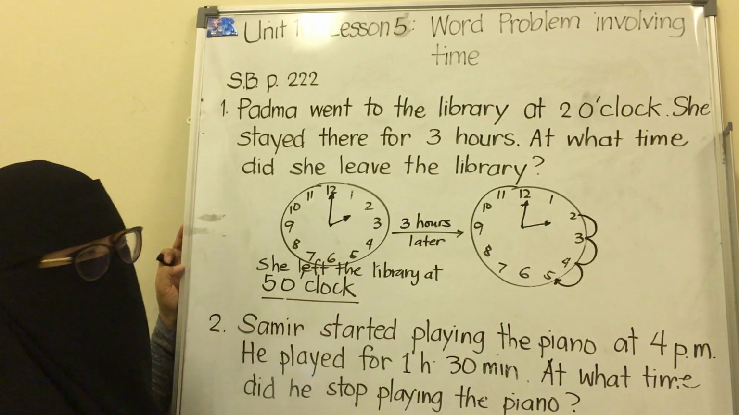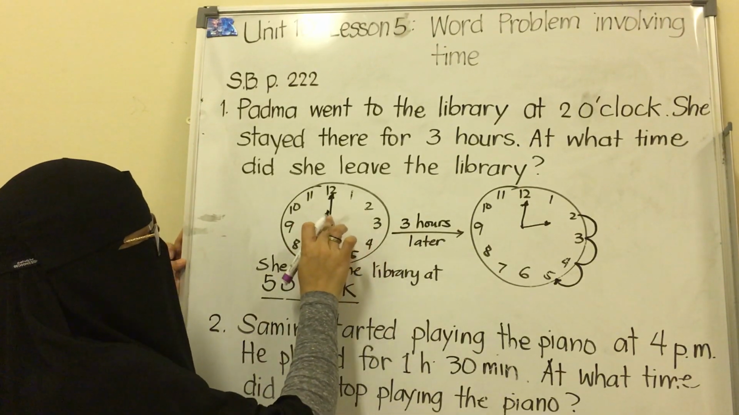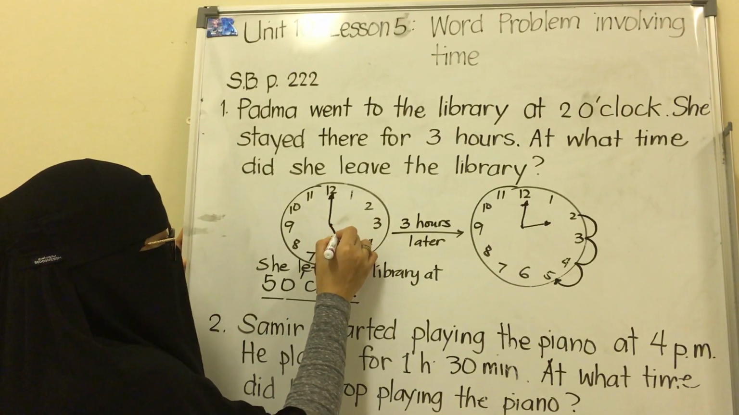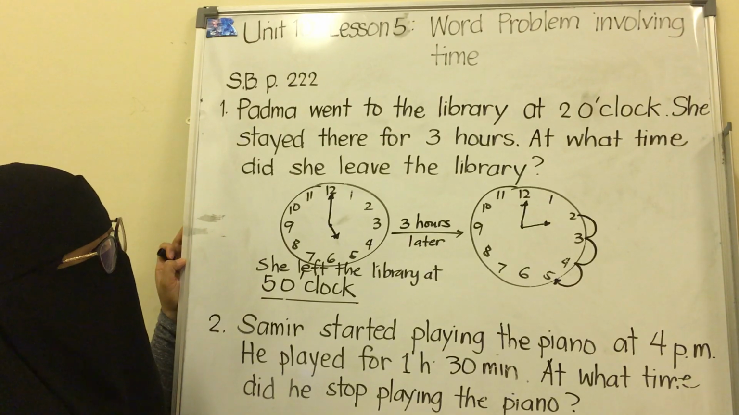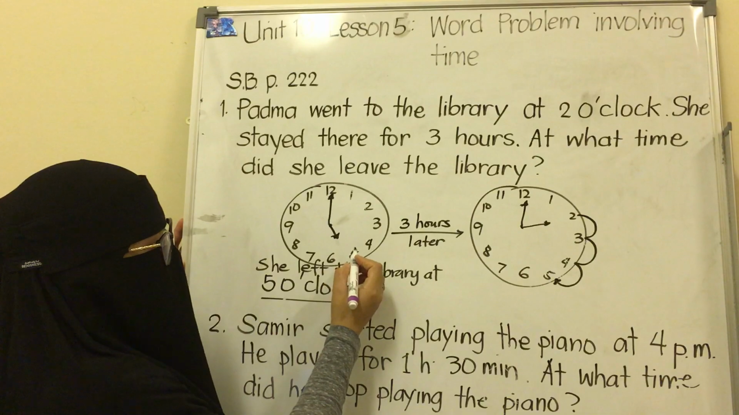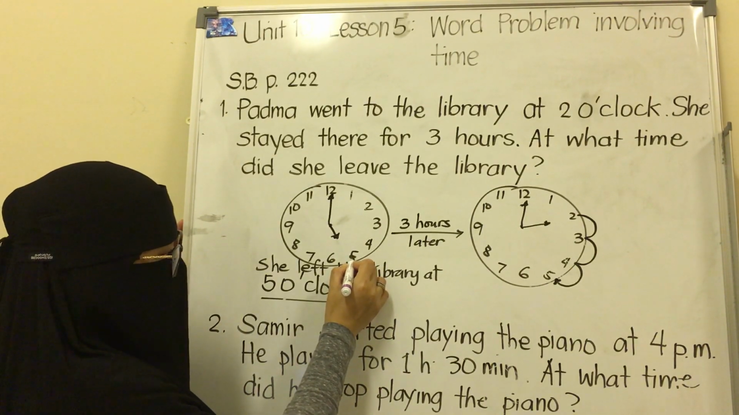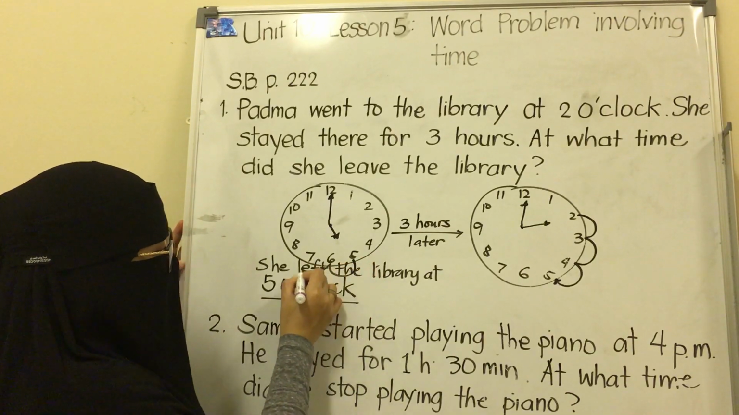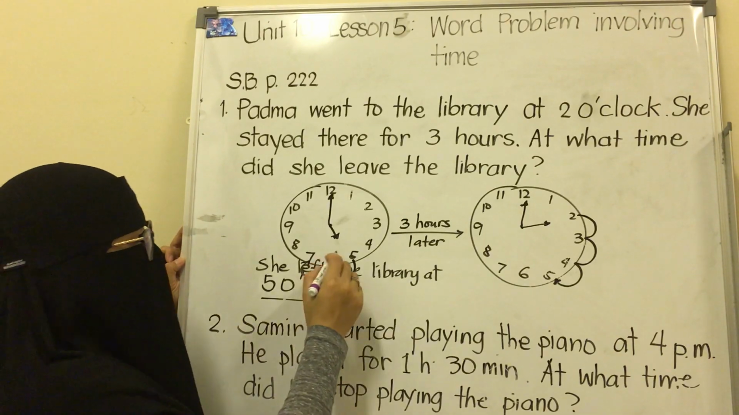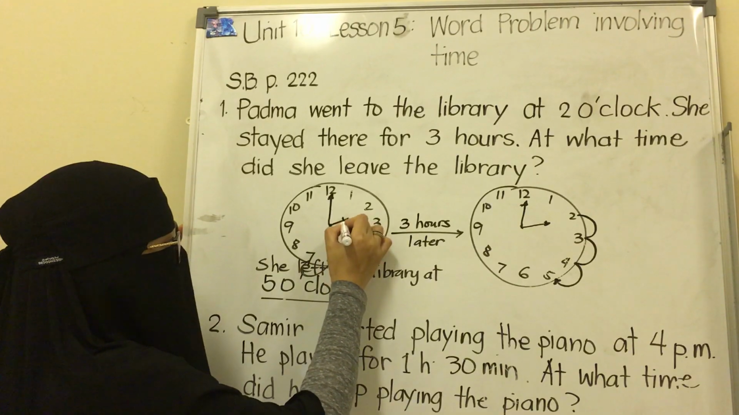Okay? So let's have another example. Let us say she went to the library at 5 o'clock. Then if we say she stayed there for 2 hours, you just count 2 hours starting from 5. So 1, 2. So the answer will be 7 o'clock. So you will just count the hours so that you will know what the answer is.